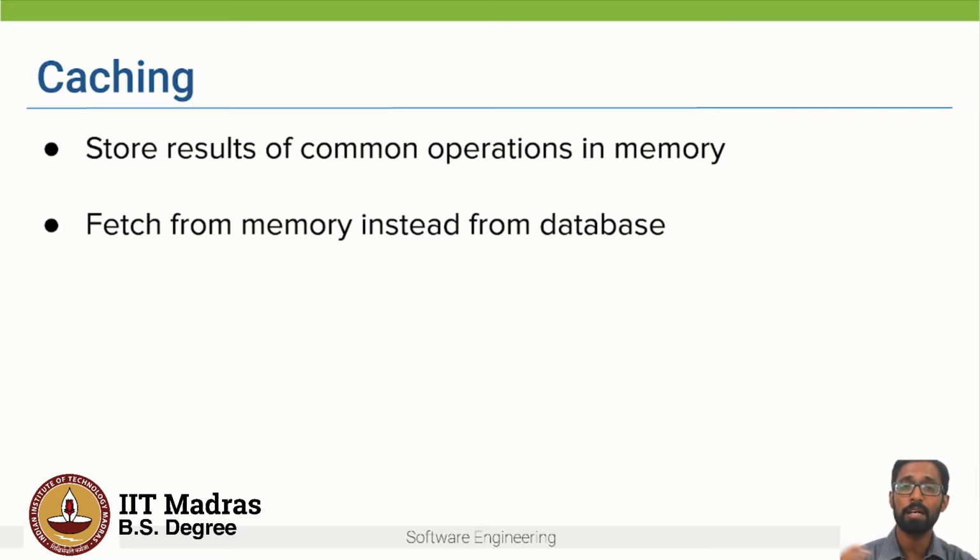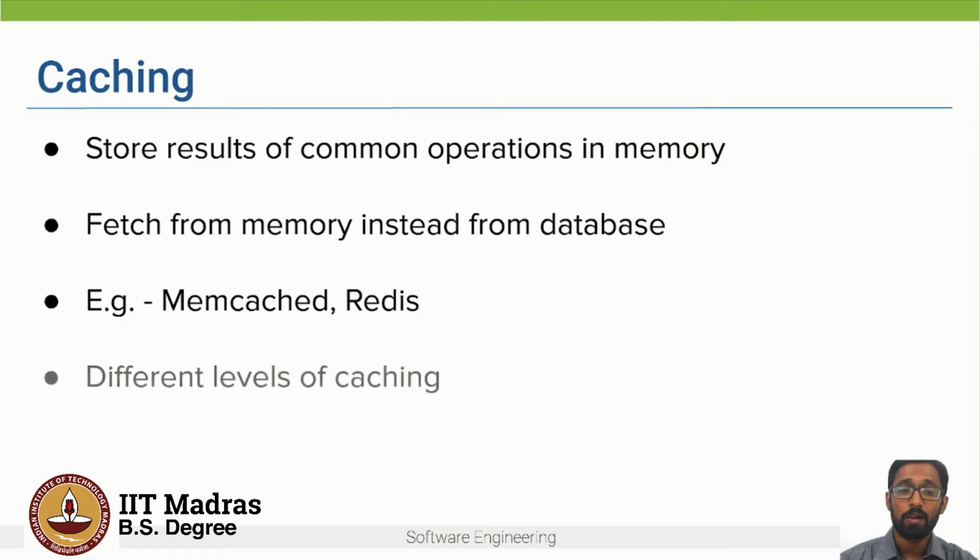So if there are common queries which are executed, and if there hasn't been any changes in the database, these queries can be stored in memory and fetched from the memory. And there are different tools which help us in caching. Memcached is one, Redis is another. And there are also different levels of caching.